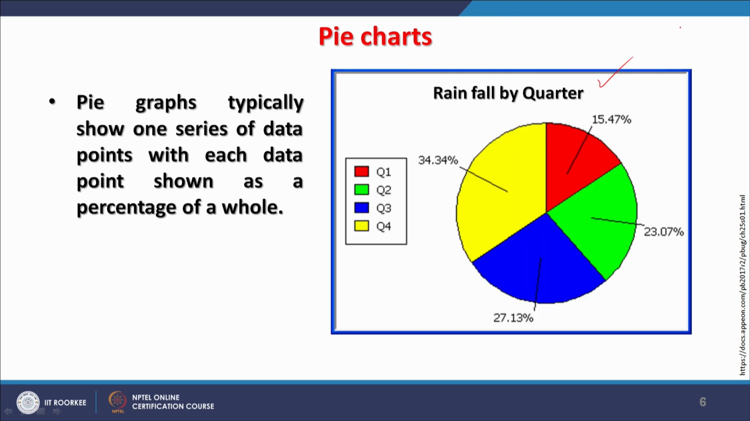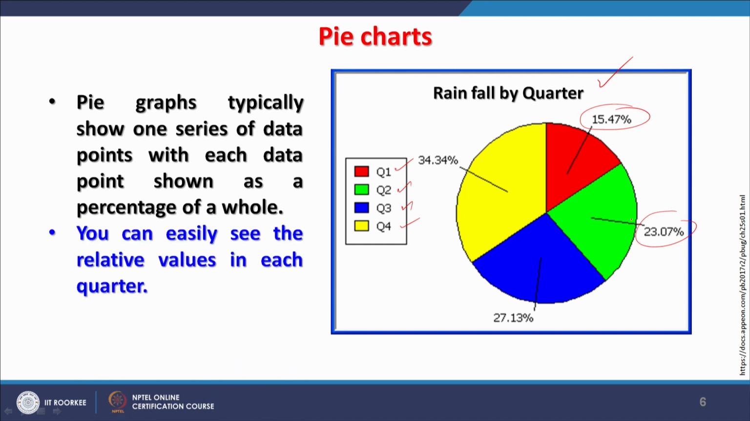So, we are having a title for that, and different sections of this pie are showing different percentages: quarter 1, quarter 2, quarter 3, quarter 4 likewise. So, pie charts typically show one series of data, and each data point is shown as a percentage of a whole. We can show it as a percentage of a whole or some other values, but generally percentage is preferred in the case of pie charts.